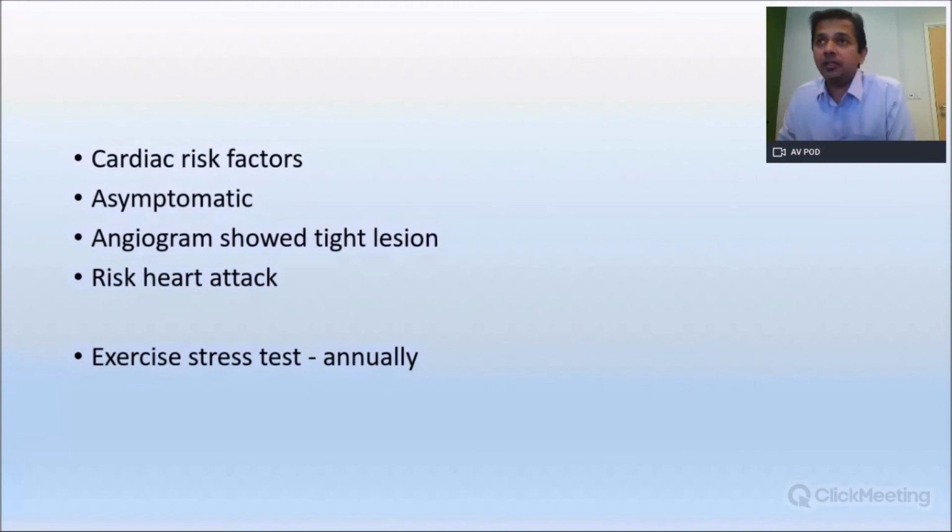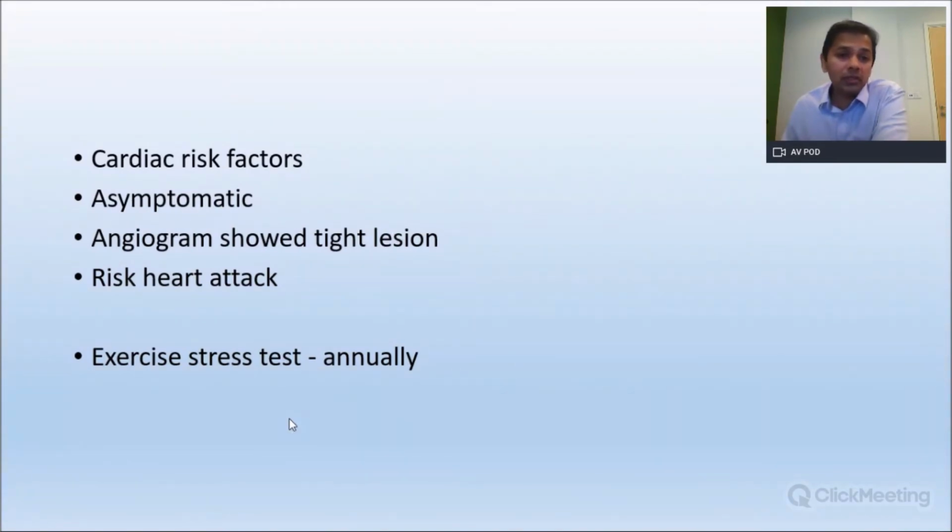Angiogram shows that he had a tight lesion. So again, this particular patient had risk factors. He was asymptomatic, but angiogram shows he had a tight lesion. So basically he has a silent CAD, and he definitely has a risk of getting a heart attack in future, whether it's a mild attack or a massive attack, we wouldn't know.